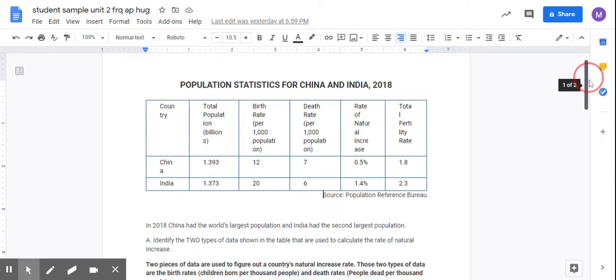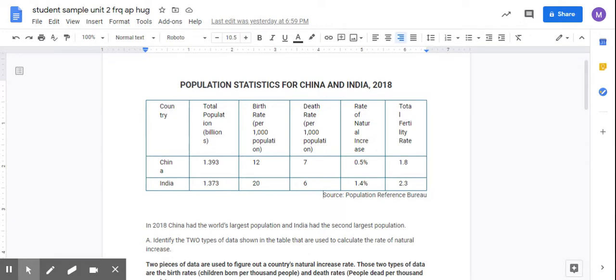So first thing you got to do when you're looking at an FRQ, if you got a stimulus, you got to look at what the table is showing you. All right, so this is a table that shows demographic information for two countries, China and India. It shows their total population. It shows their birth rate. That means for every 1,000 people in China, 12 babies are being born. In India, it's 20. The death rate, so for every 1,000 people in China, 7 are dying, 6 in India.